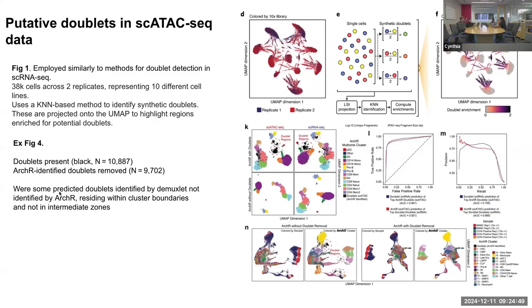Also, they say that some predicted doublets identified by tools like Demuxlet that were not identified by ArchR reside in the boundaries of the cluster. So these are the hardest doublets, which they challenge to detect.